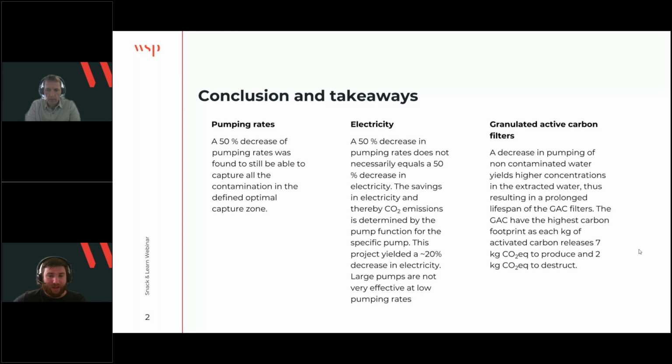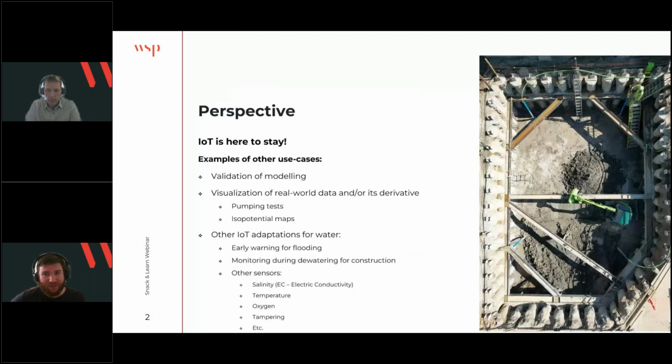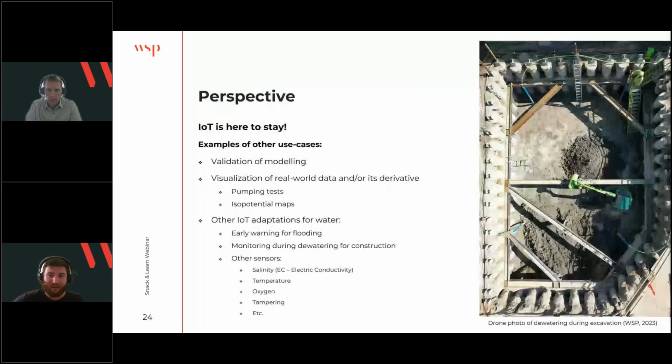So IoT, it's here to stay, so we need to utilize it, and we need it to help us in future projects. And IoT, it can be used for many different cases. Like here, we did with theoretical modeling. We validated the model through real-world data, and it was delivered with sensors with IoT. So it can be used as a quick way of visualization of real-world data and its derivatives.